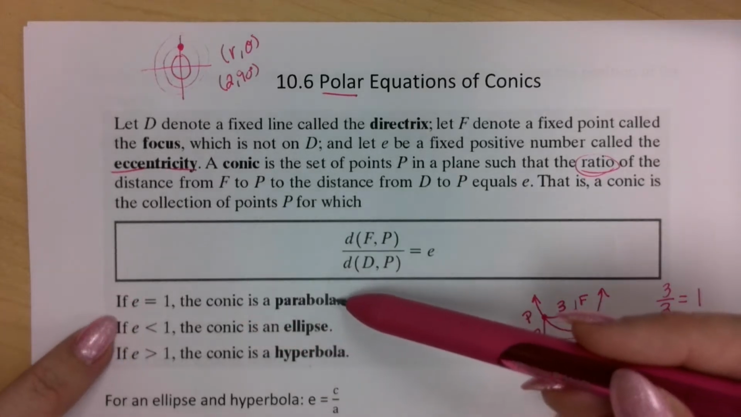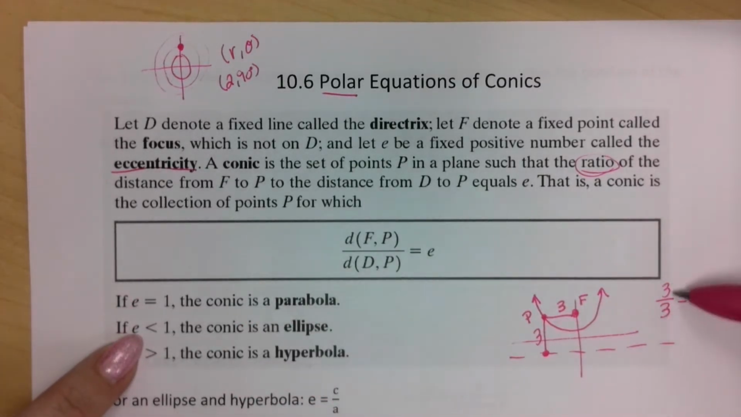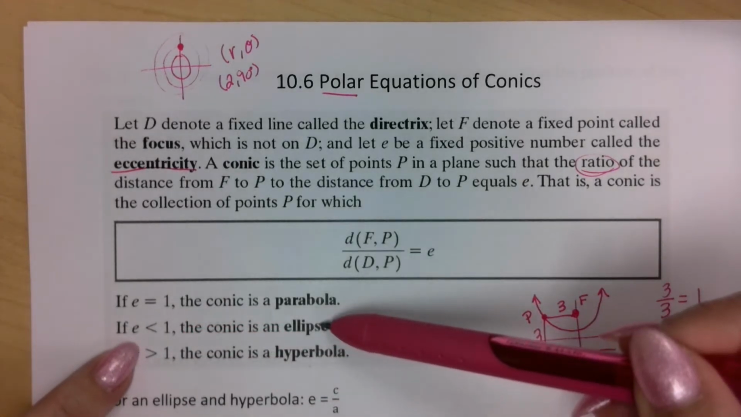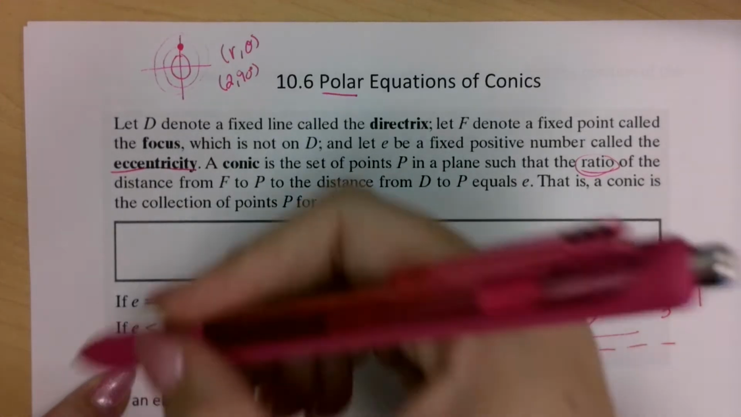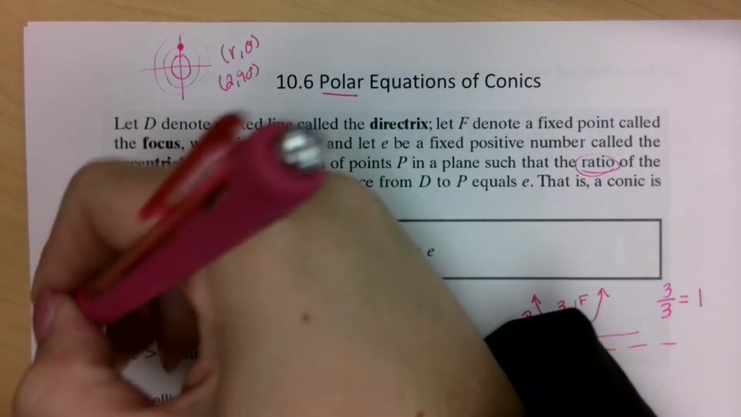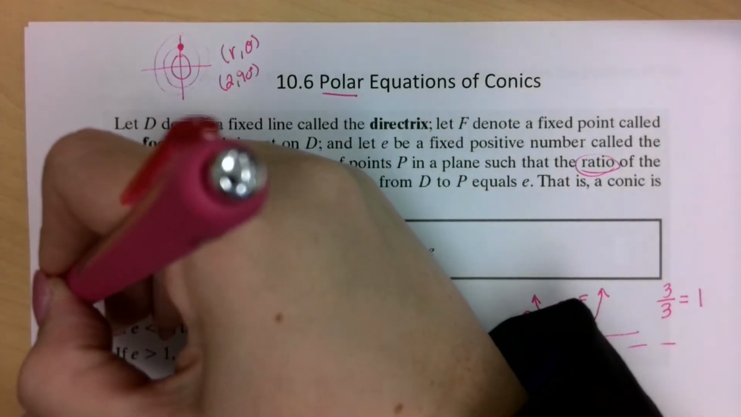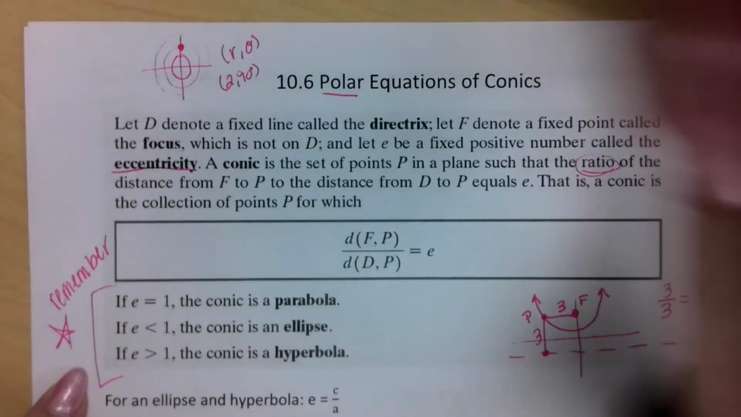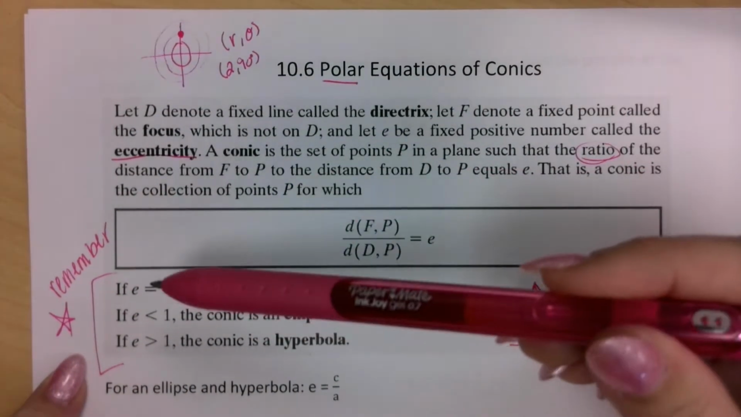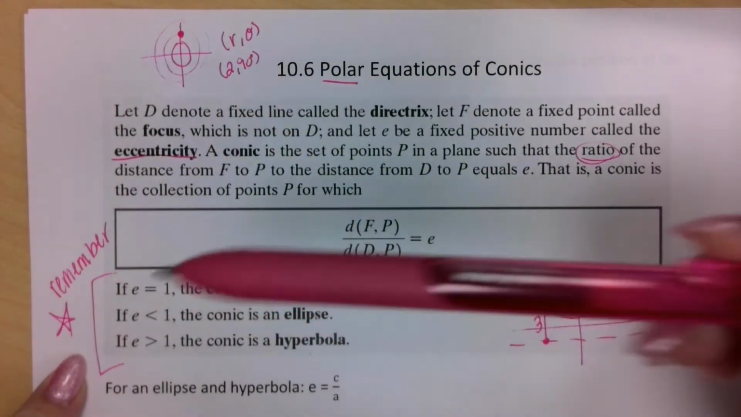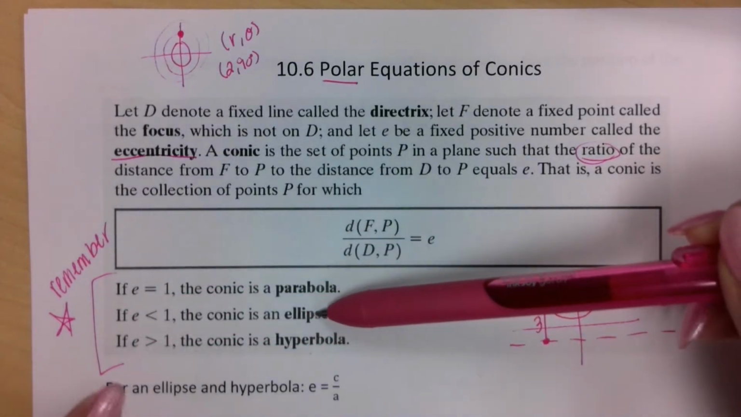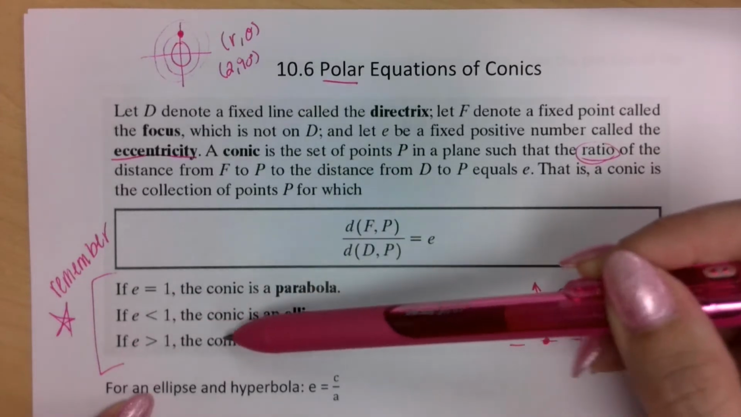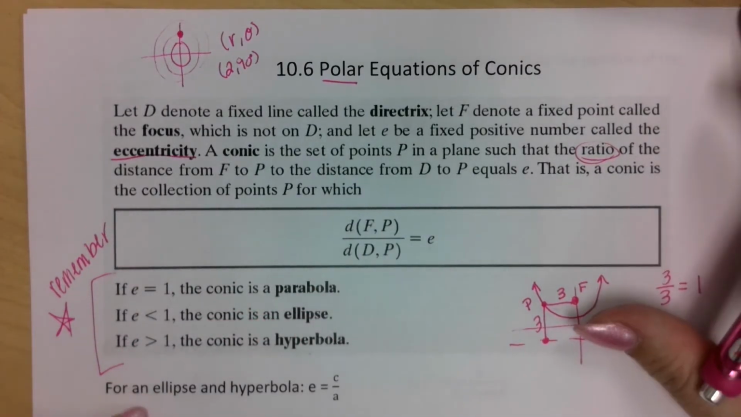So if it equals 1, it's a parabola. If that ratio is less than 1, so let's say something like 2/3, then that means it's an ellipse. And if E is greater than 1, then that means it's a hyperbola. This is something that I am asking you to remember. You do need to know this for the test, okay? If E is equal to 1, it's a parabola. If E is less than 1, it's an ellipse. And if E is greater than 1, it's a hyperbola, okay?